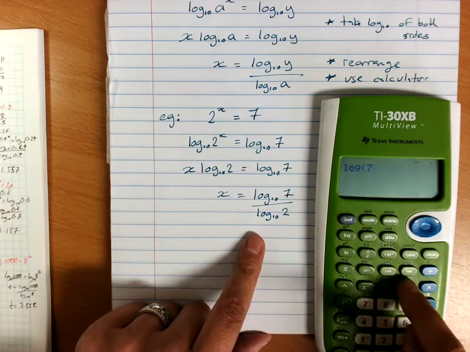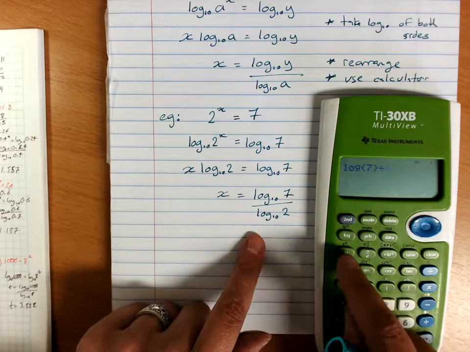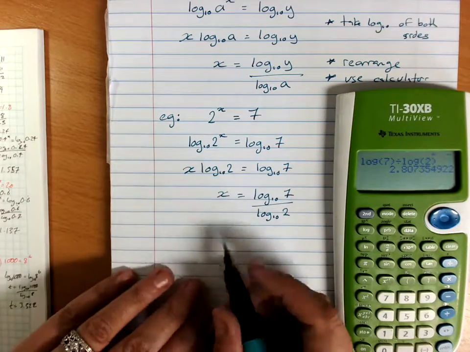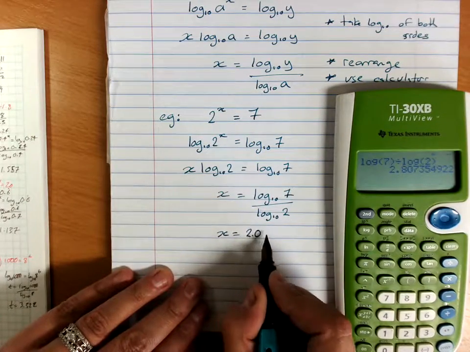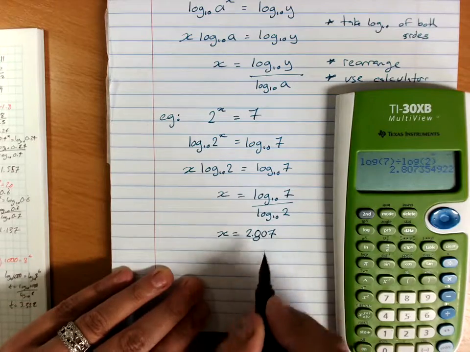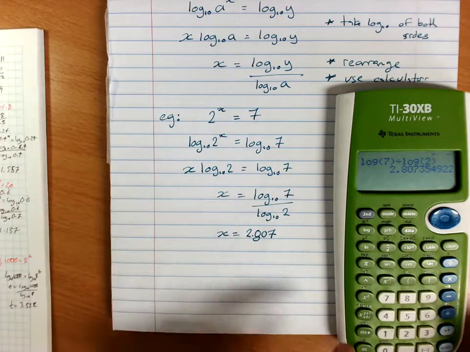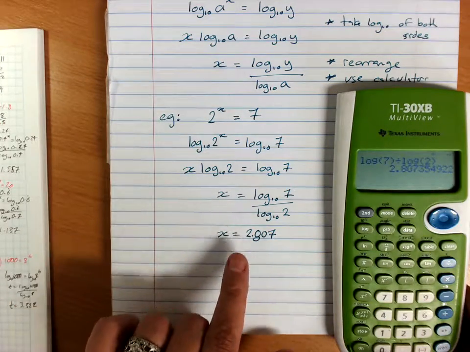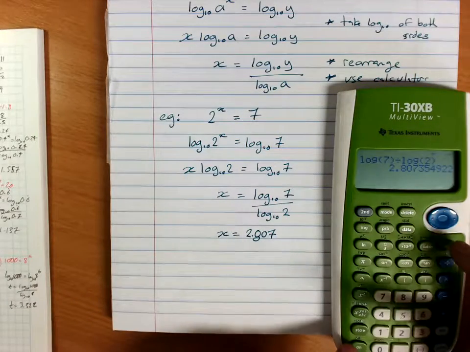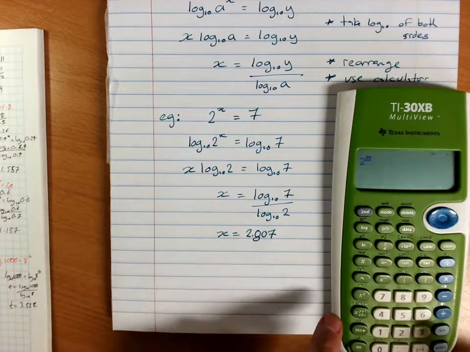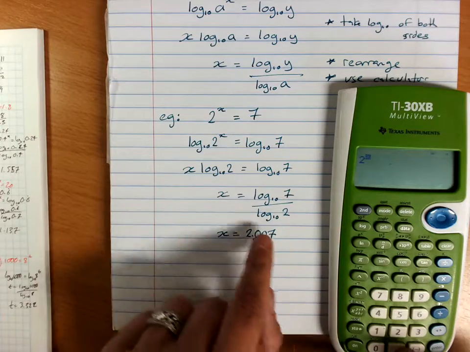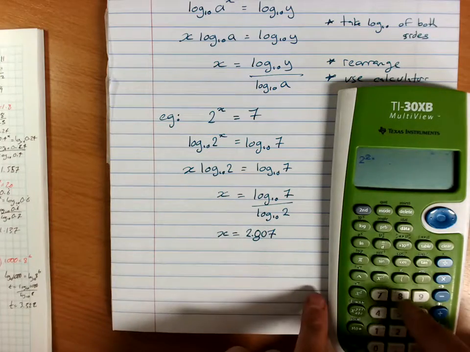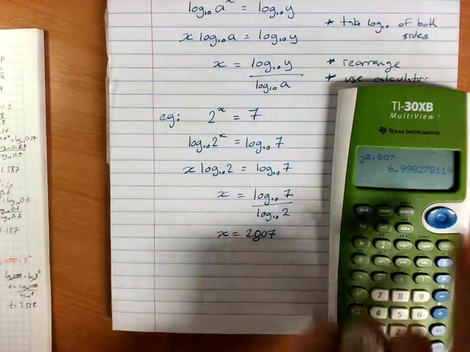So log of 7, with the brackets, divided by log 2, close your brackets, and that's x equals 2.807 approximately. We'll usually ask you for 3 decimal places. Now what that's saying is 2 to the power of 2.807 is 7. So if you want to double check, 2 to the power of 2.807 gives me approximately 7.